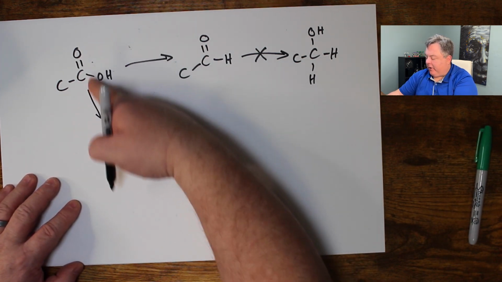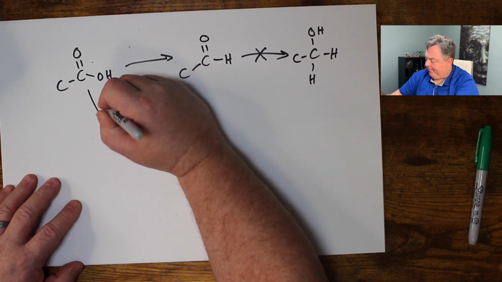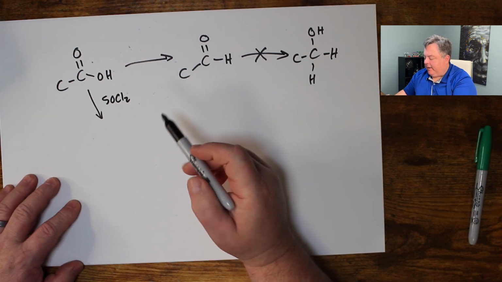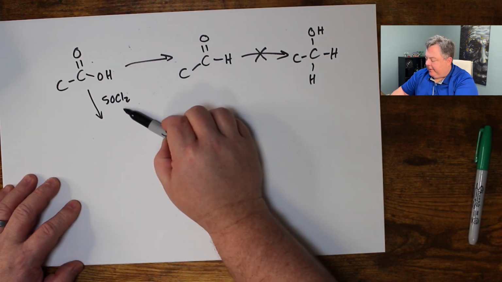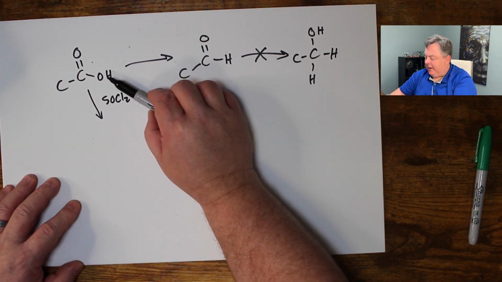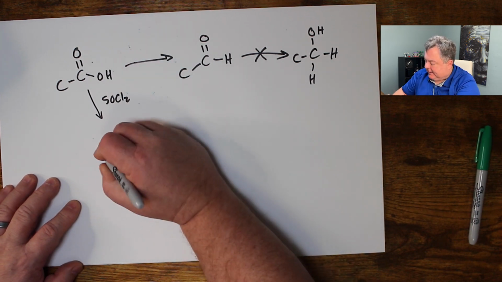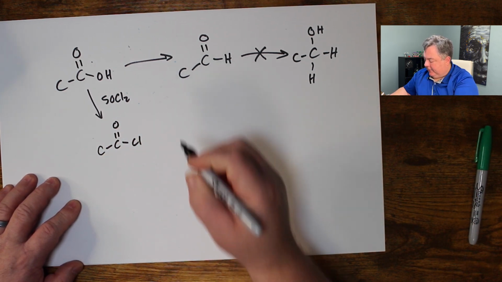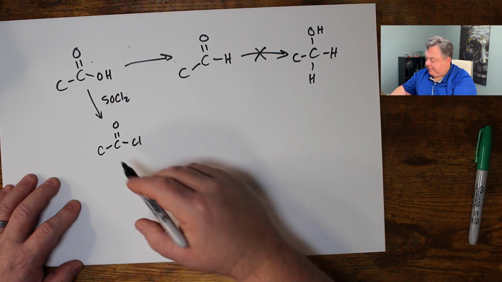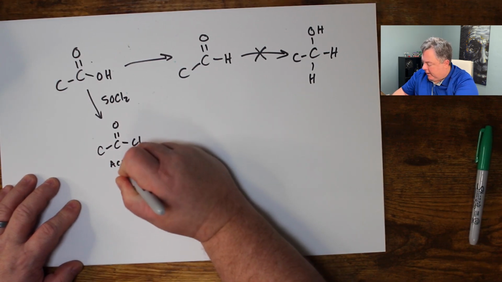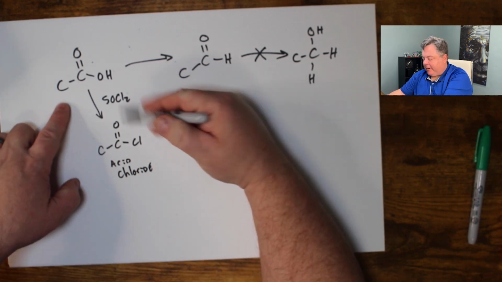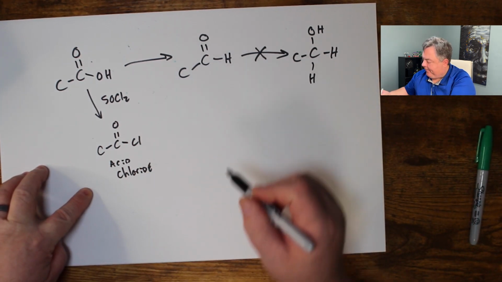First, you need to turn this OH into a different kind of group. So one way you can do it is use thionyl chloride. And we've seen previously that this takes OH groups of alcohols and turns those into chlorides. For a carboxylic acid, it does something similar, and it turns the OH of a carboxylic acid into a good leaving group, a chloride. We call this an acid chloride because it's the chloride that comes from a carboxylic acid, an acid chloride.